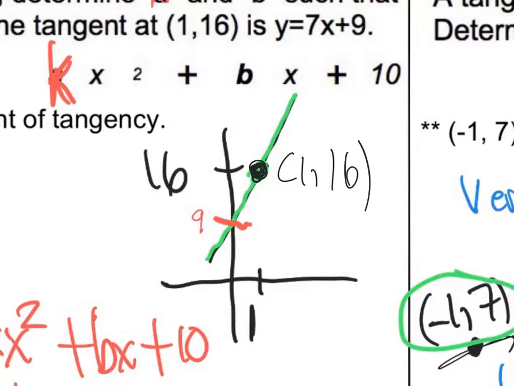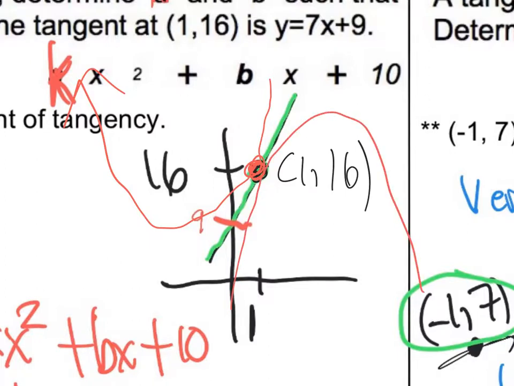The curve could look like this, something like that, and we would have a point of tangency right there. On the other hand, it could also look like this. So there are two possibilities for that tangent. It could be a parabola that's opening up or a parabola that's opening down. We don't know, but we are going to figure that out.